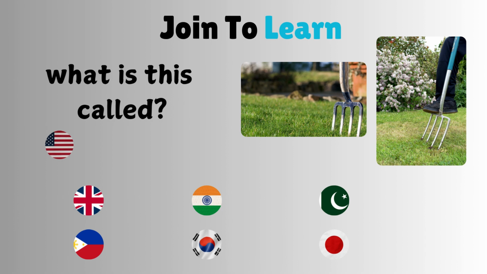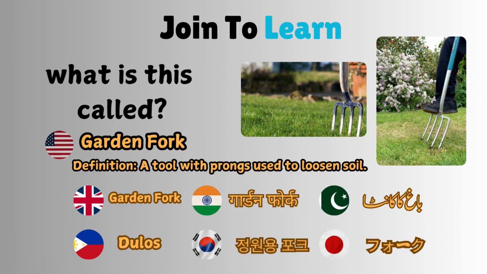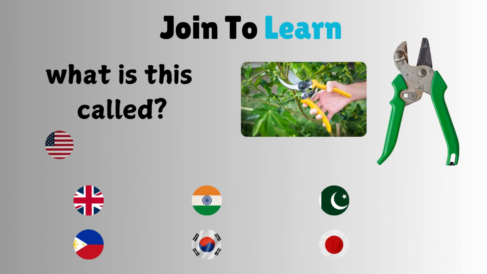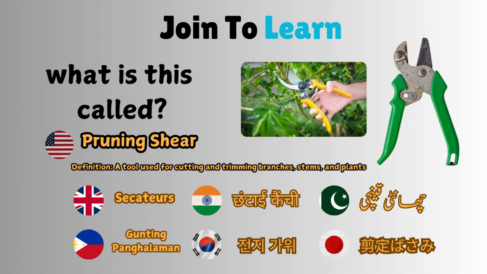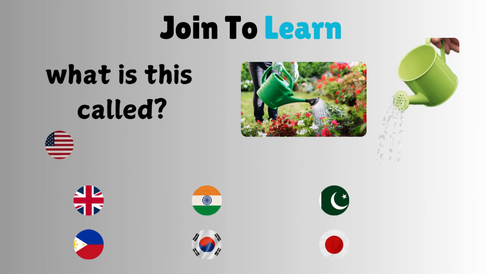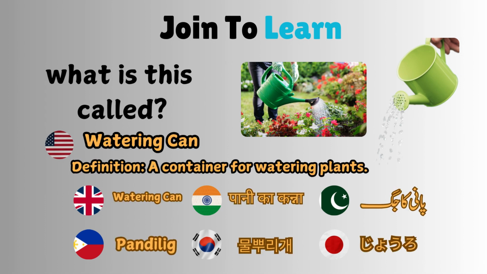What is this called? A tool with prongs used to loosen soil. What is this called? Pruning shear. A tool used for cutting and trimming branches, stems, and plants. What is this called? Watering can. A container for watering plants.